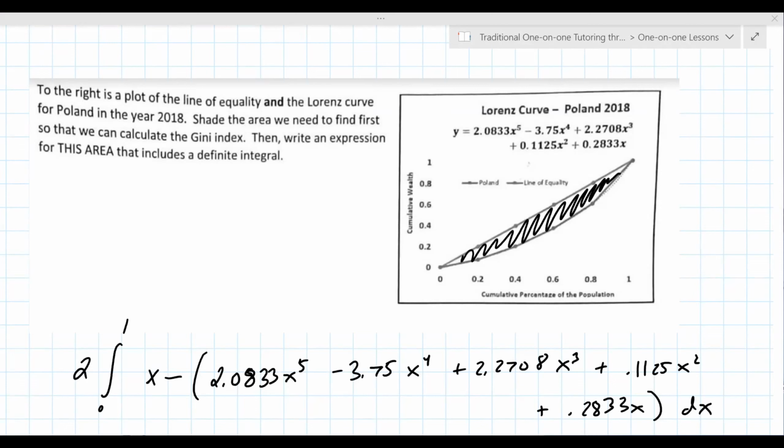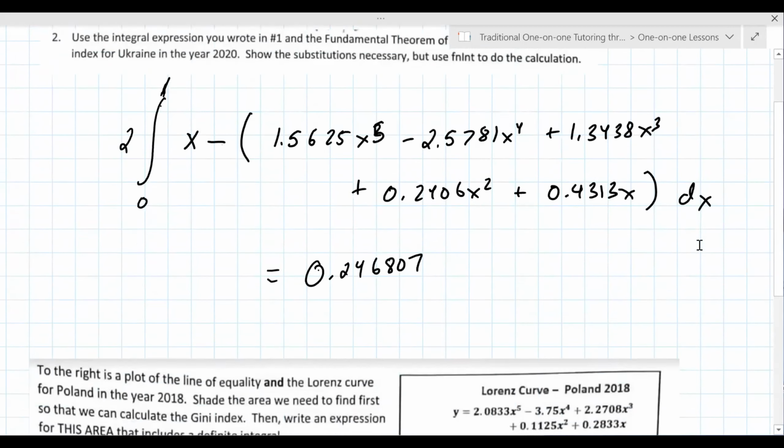I don't understand this part where it says show the substitutions necessary, but use FN int. It's almost like, Jack, they actually want you to find what's called the antiderivative by hand here. Like they actually want you to do x squared over 2 minus 1.5625 x to the 6th over 6 minus 2.5781 x to the 5th over 5, and so on. Do you think that's what they want here? Yeah, because that's a lot of work.